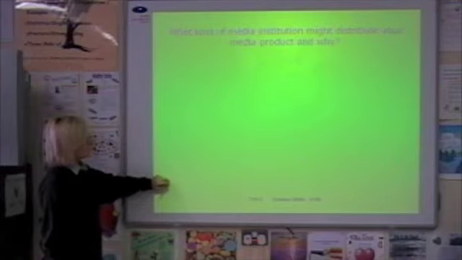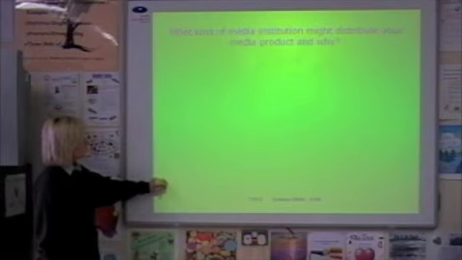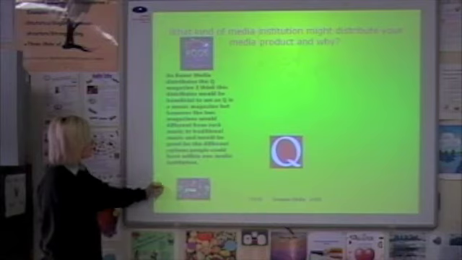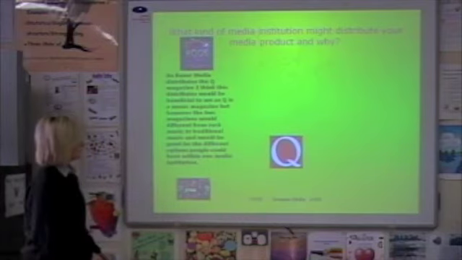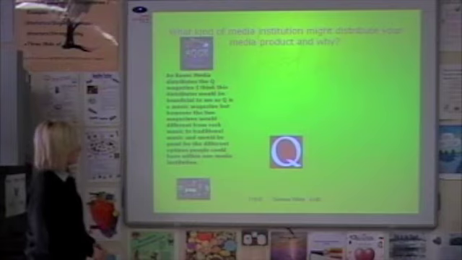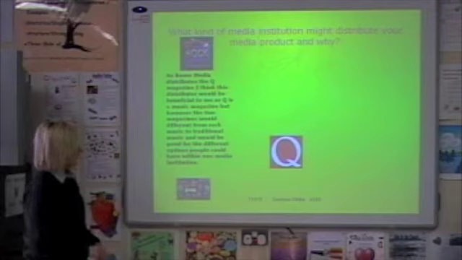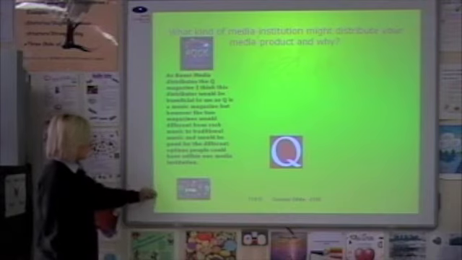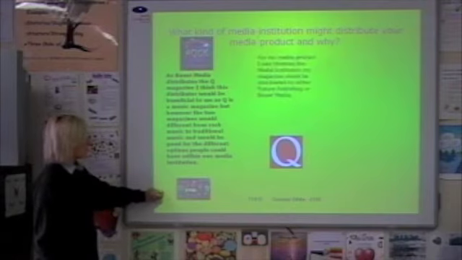What kind of media institutions might distribute your media products and why? As Pure Media distributes Q magazine, I think this distributor would be beneficial to me, as Q is a music magazine. However, the two magazines would differ, from rock music to traditional music, which would be good for the different options people could have within one media institution.